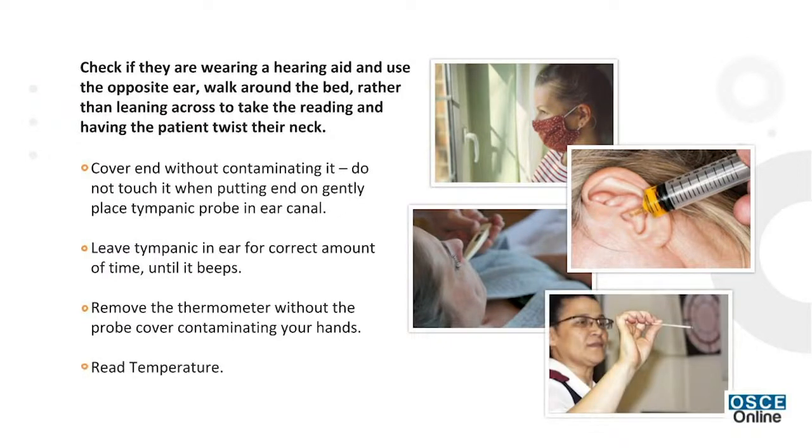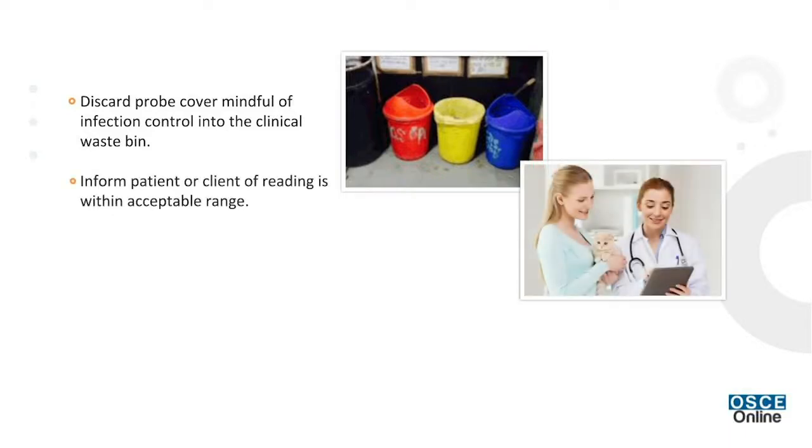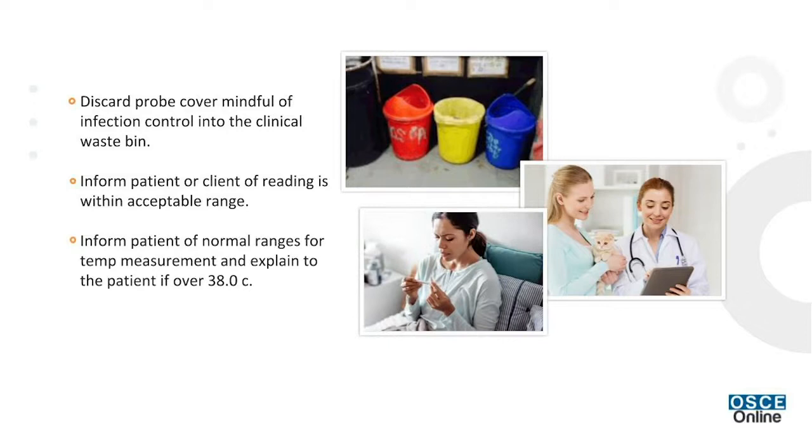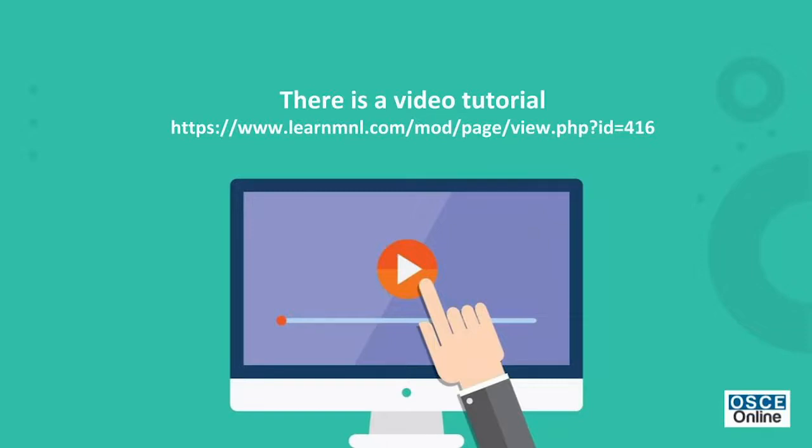Read temperature. Discard probe cover mindful of infection control into the clinical waste bin. Inform patient or client of reading and that it is within acceptable range. Inform patient of normal ranges for temperature measurement and explain to the patient if over 38.0 Celsius. Advise them normal 36.0 to 38.0. Use Celsius, centigrade, old word. There is a video tutorial.